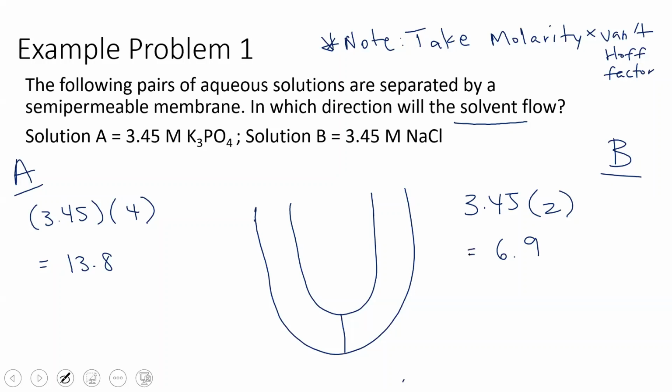So if these water levels were equal, let's just draw a rough diagram of what the amount of particles on each side would look like. Well, you're going to have a lot more stuff going on this side, right? It's a lot more crowded than this side because this side only has 6.9. So the question is, what will happen?